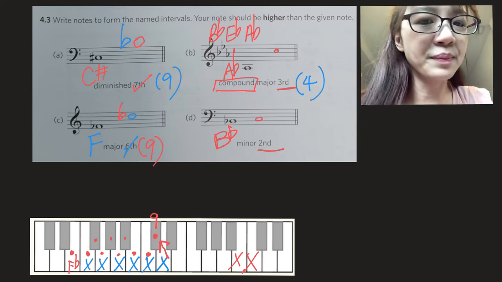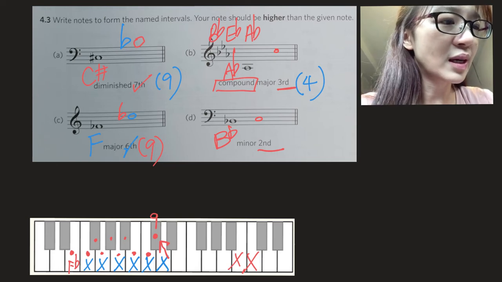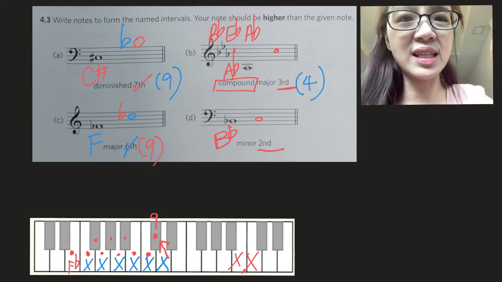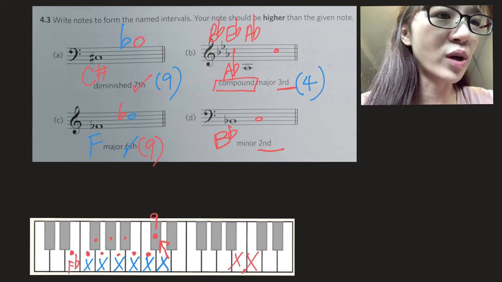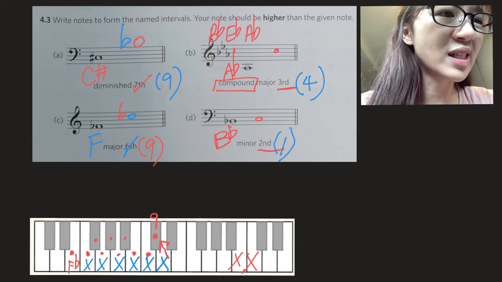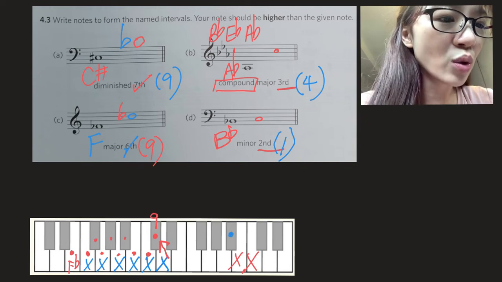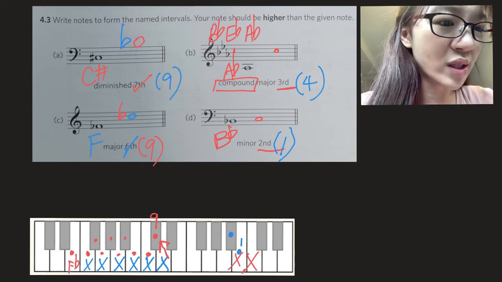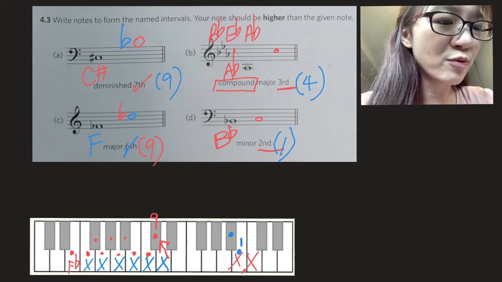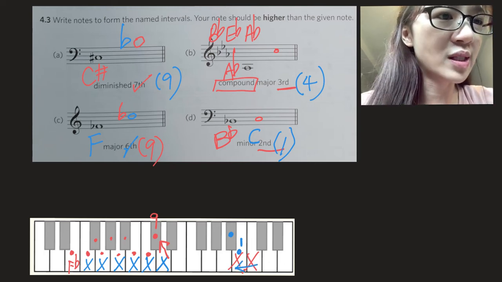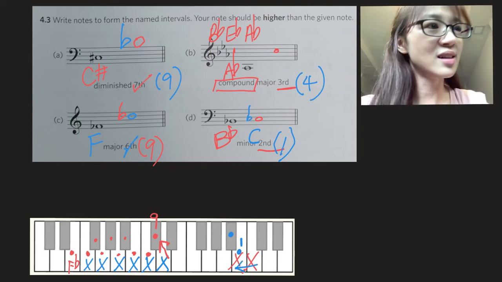Minor second has 1 semitone. We need to have 1 semitone only. So let's count 0, 1. So B flat, consider here 0, 1. So this is 1 semitone. So you have to name this as C what? C, this is a C flat. So C flat is your answer.